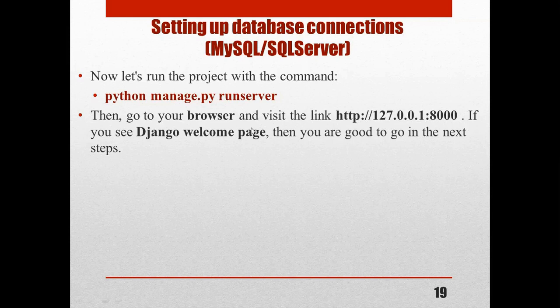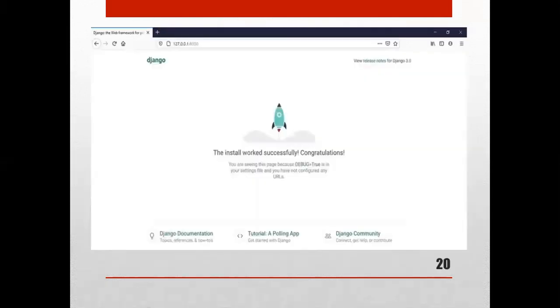If we see the welcome page, that means we are working correctly, and we can follow the next step. Here you can see that after entering this address in your browser, you will see this page. This is the Django environment page. That means we have installed successfully and we are performing the right steps.